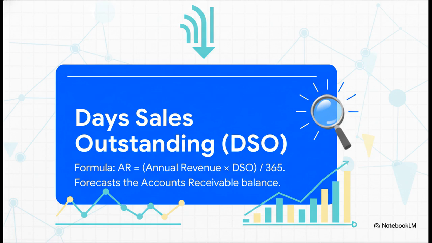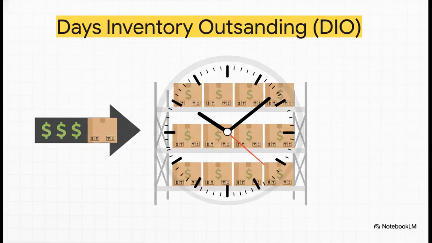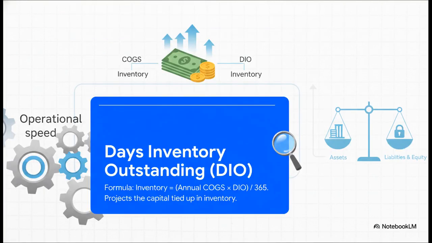It's pretty cool. Okay, next up is DIO, Days Inventory Outstanding. This one tells us how long our cash is literally tied up in boxes sitting on a shelf or in a warehouse. Every single day that inventory just sits there, it's capital that we can't use for anything else. And you guessed it, just like with DSO, we can use our target DIO and our forecasted cost of goods sold to project the dollar value of inventory we'll need.